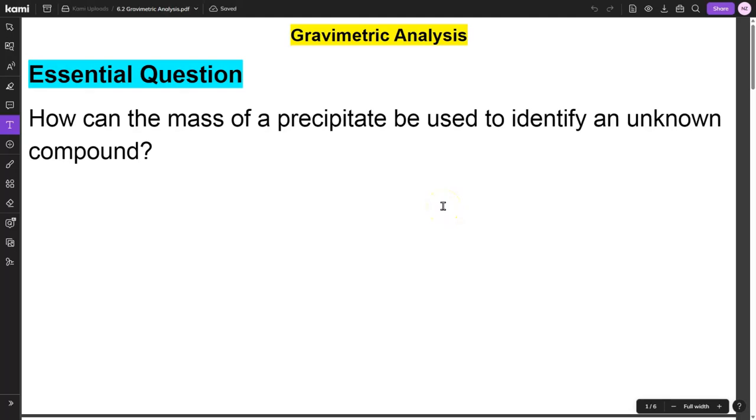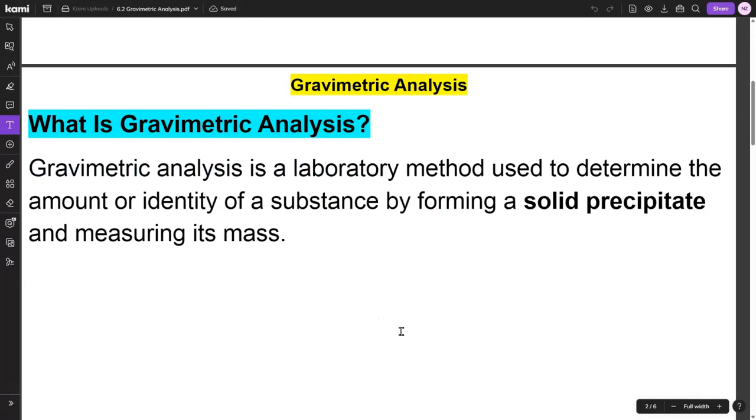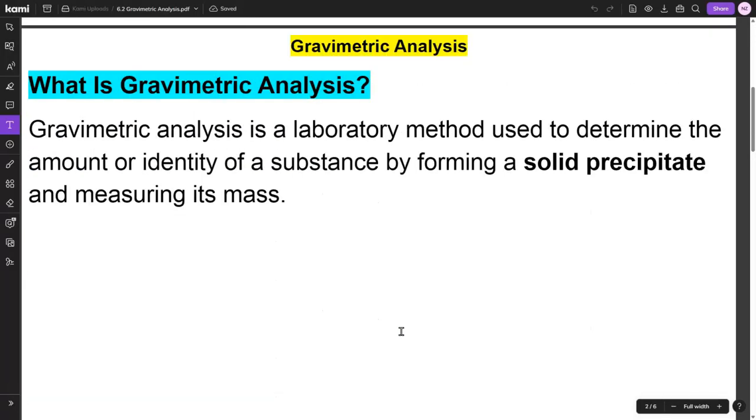In this video, we're going to go through gravimetric analysis. And the essential question we're going to answer is how can the mass of a precipitate be used to identify an unknown compound? All right, let's dig in. So gravimetric analysis is a lab method that we use to determine the amount or identity of a substance by forming a solid precipitate and measuring its mass.